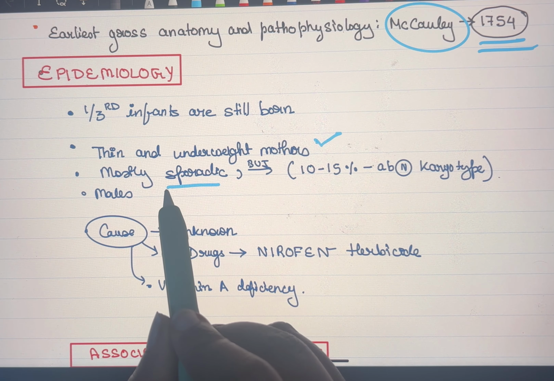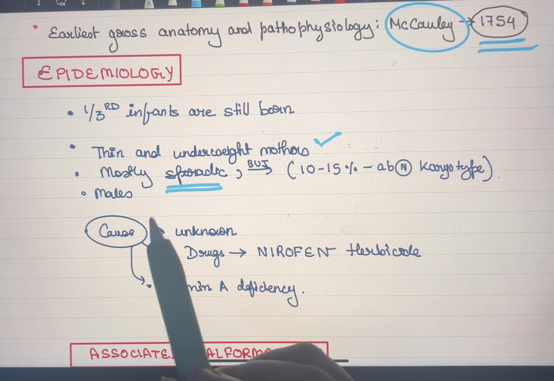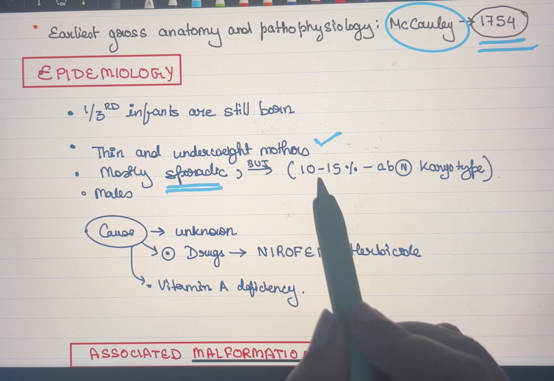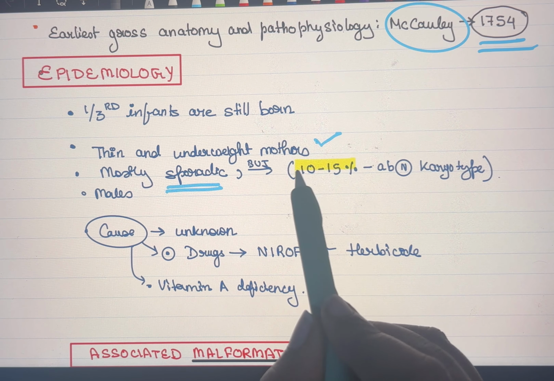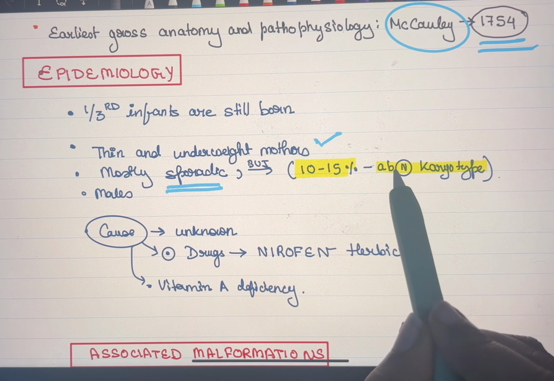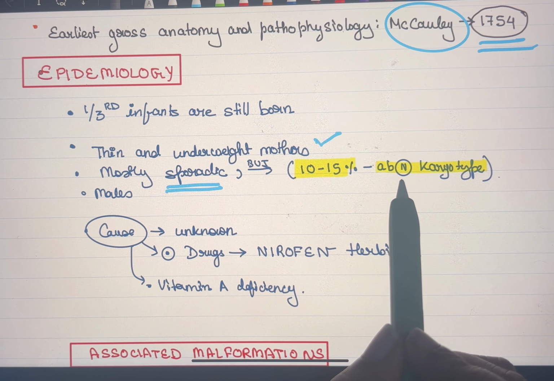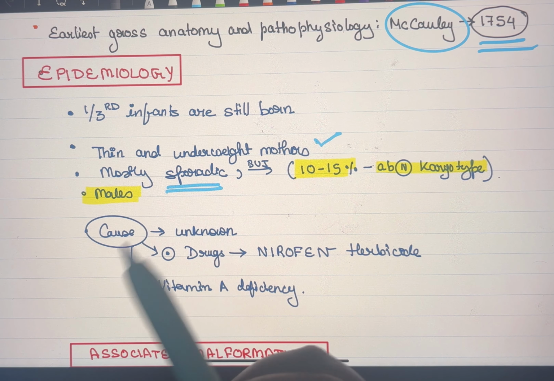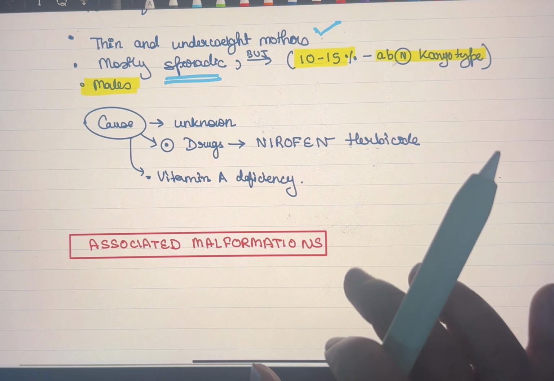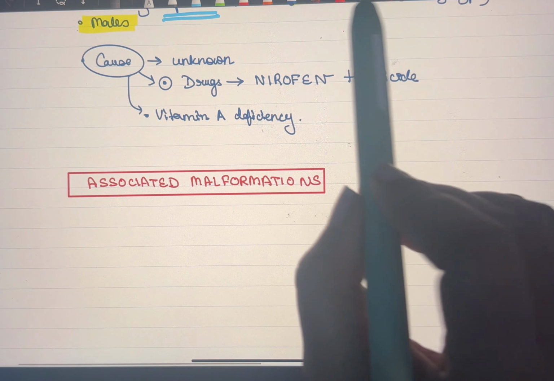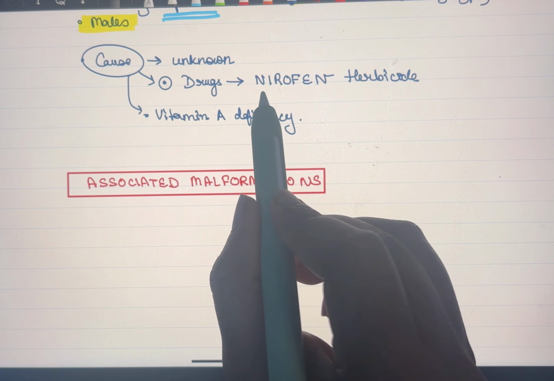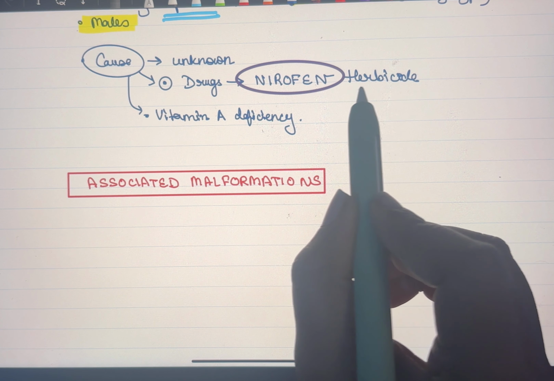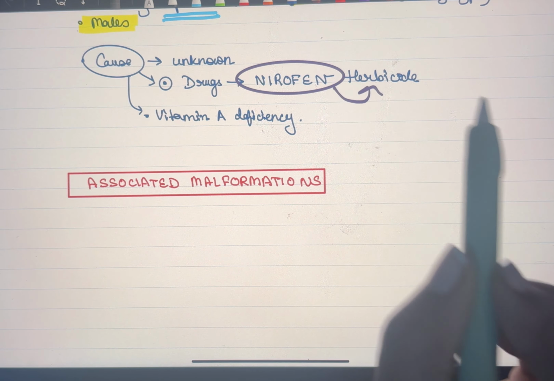Mostly congenital diaphragmatic hernia is sporadic, not familial. But in 10 to 15% of cases, due to abnormal karyotype, it may be familial. It mainly occurs in males more than females, and the cause is still unknown. A drug that causes congenital diaphragmatic hernia, one most common is Nitrofen, which is an herbicide.